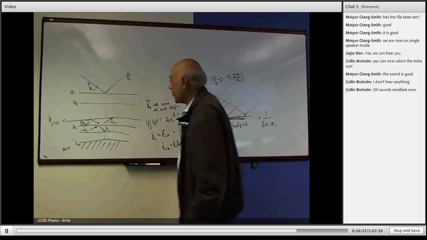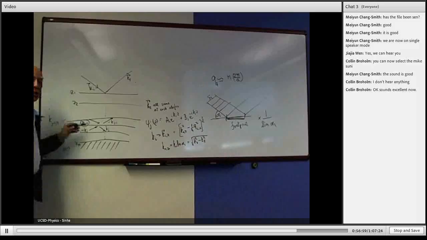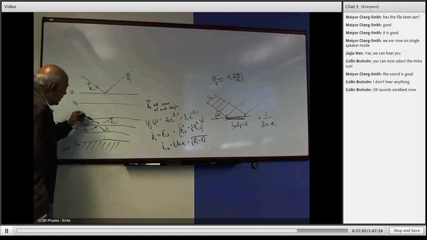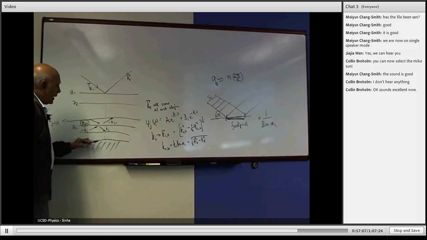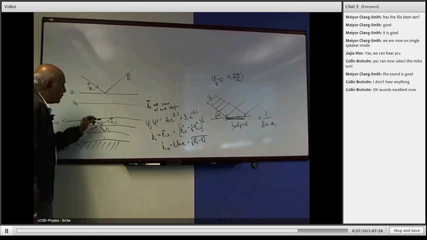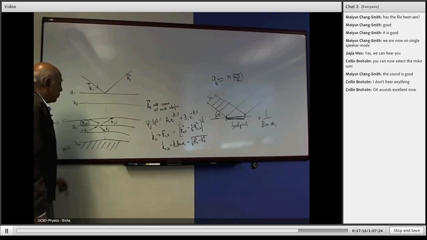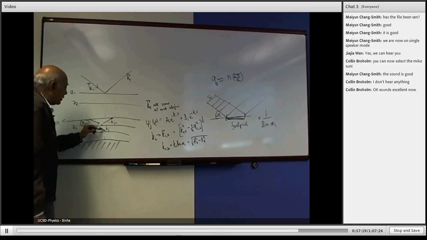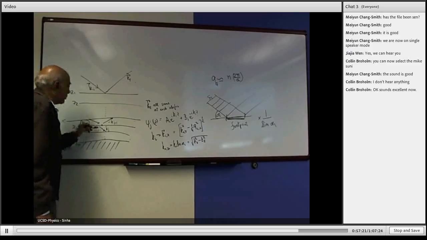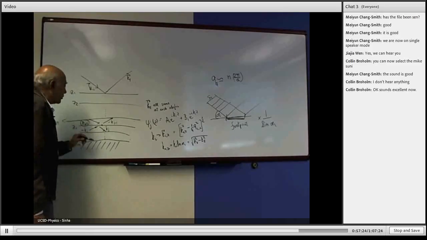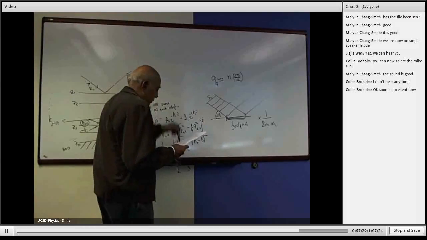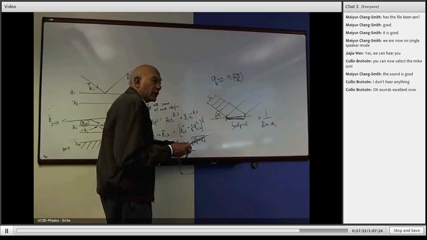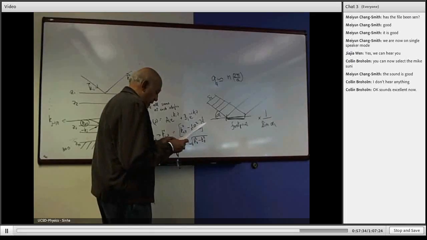Okay, so now we have this situation where we've got waves traveling this way and this way in each layer. And now what we have to do is match boundary conditions. Let's say at this point, zj. When we match boundary conditions, we make the field, the neutron wave function, and its normal derivative continuous. We can solve for ai and bi in terms of the one below it, in terms of ai plus 1 and bi plus 1.